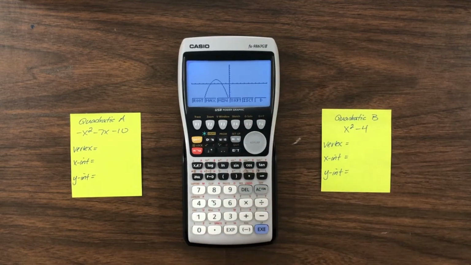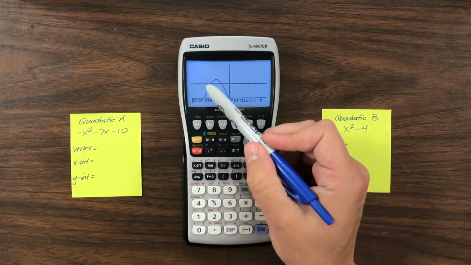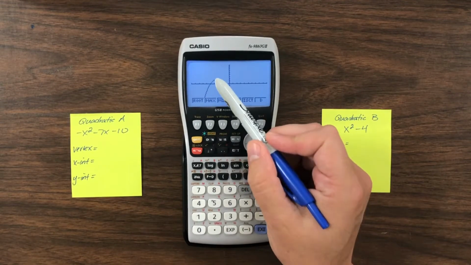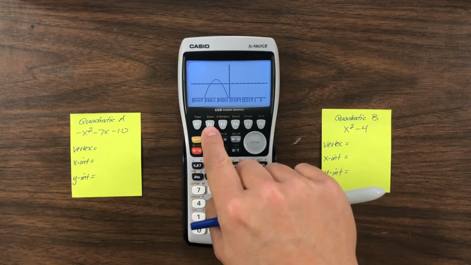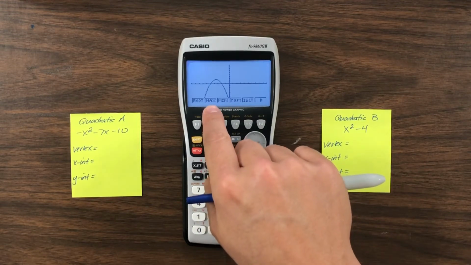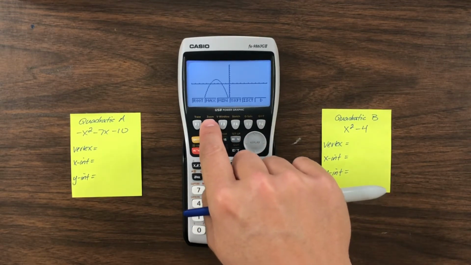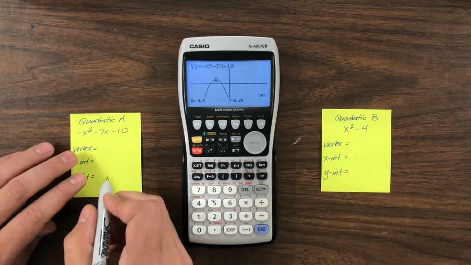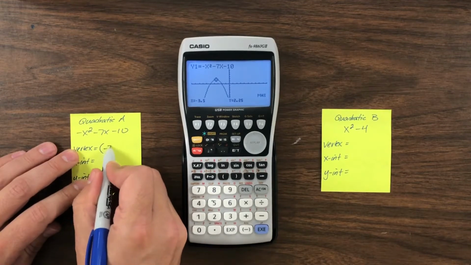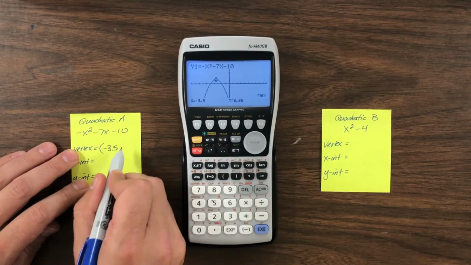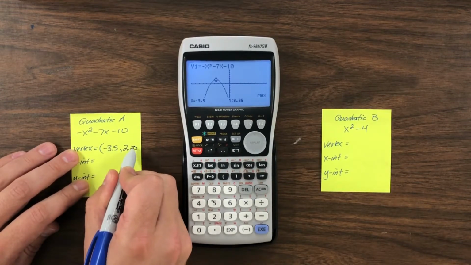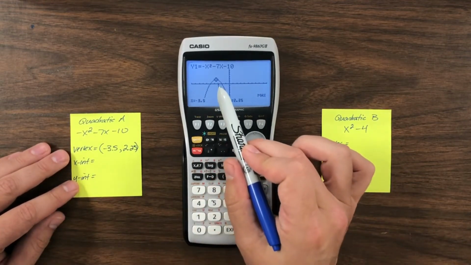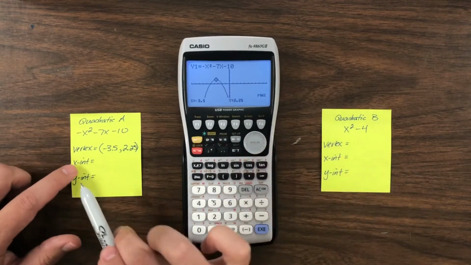That being said, this particular graph has a maximum value. It makes like a mountaintop. It has a peak, a top, a maximum value. So above the F2 button, you will see that it says max. Well, if you want to find the value of that maximum point, you hit max. It gave me a vertex of the x value is negative 3.5 and the y value is 2.25. Those are the coordinates of the maximum value or the vertex of my graph.